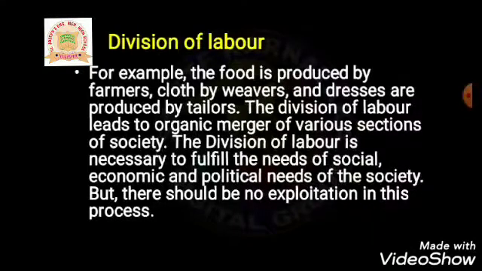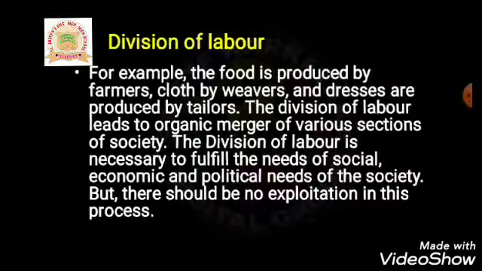The work which is done by a farmer cannot be done by a weaver. The work which is done by a weaver cannot be done by a tailor, because they are perfect in their own work, which is known as division of labor. It means we divide the labor on the basis of their skill, their own talent, and their specialization. And the division of labor is necessary presently to fulfill the needs of society, the economic aspect, and also the political needs of society.